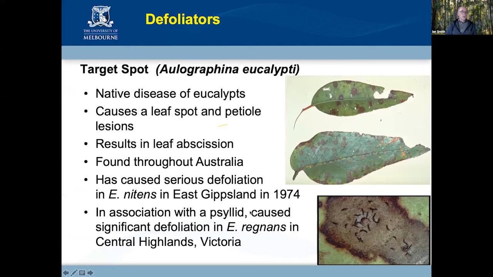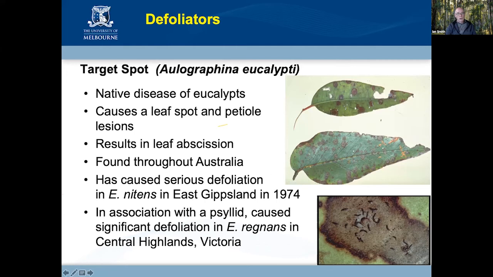One of the other pathogens, target spot, Aulographina eucalypti. This is another native disease of eucalypts. It causes a leaf spot and petiole lesion. So it gets not only on the leaves, but it gets on this petiole here. And what tends to happen is, as soon as the plant gets infection in the petiole, the leaves tend to get shed by the tree.